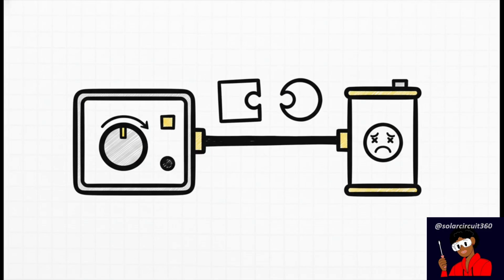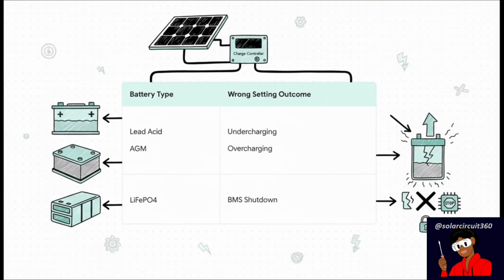Okay, mistake number 3. Think of this like you hired a world-class doctor to take care of your very expensive batteries, but you gave them the wrong medical chart. The controller has to be told exactly what kind of battery it's connected to. See, every battery chemistry, whether it's an old-school flooded lead acid, an AGM, or a modern lithium iron phosphate, needs a very specific charging recipe.